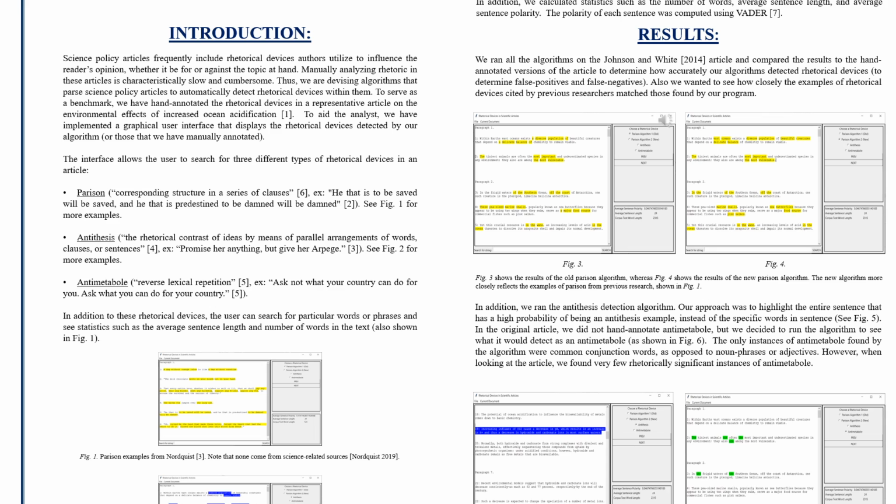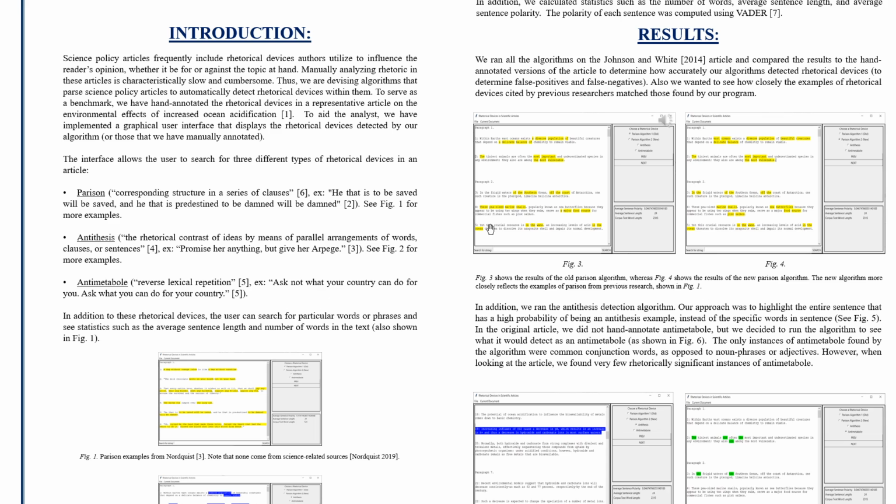Okay? Lastly, we have anti-metaboly, which is the reverse lexical repetition. For instance, ask not what your country can do for you, ask what you can do for your country. Your country, you, your country. Reversed on one side, so it's an anti-metaboly example.